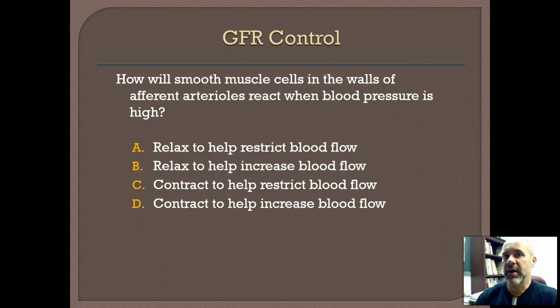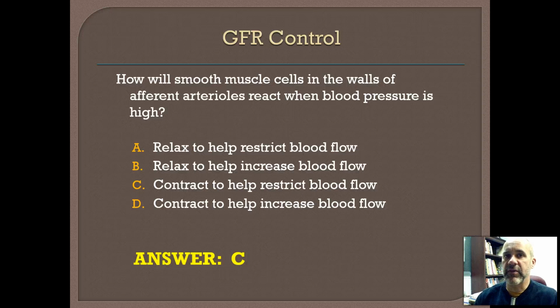So this is part of the intrinsic control of GFR. These smooth muscle cells in the walls of the afferent arterioles will contract or constrict if the GFR is too high, and that's going to help reduce it by permitting less blood to enter the glomerulus. Less blood in the glomerulus lowers the hydrostatic pressure in there, less fluid gets filtered out. So we want to restrict blood flow.